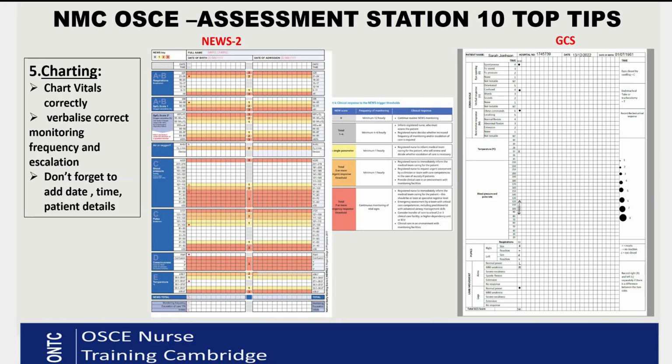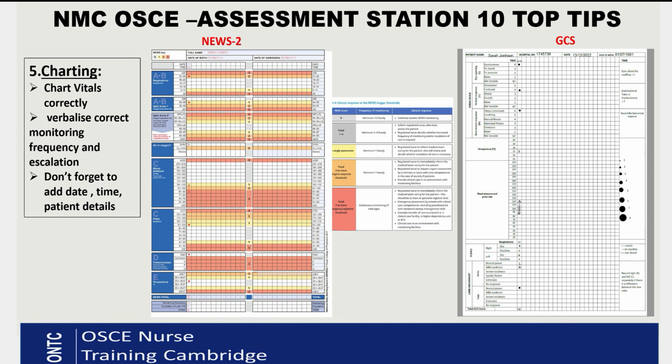Number 5 is charting. Okay, so this is a very common reason for fail in the assessment station. I would say if somebody is going to fail the assessment station, 70% of the time it is on charting. So make sure you know how to chart correctly on your NEWS chart or your GCS chart, depending on your scenario. If you have a hospital patient, medical, surgical, or a community patient, you will be getting a NEWS chart to complete. And if you have a neuro patient, you will be getting a GCS chart to complete.